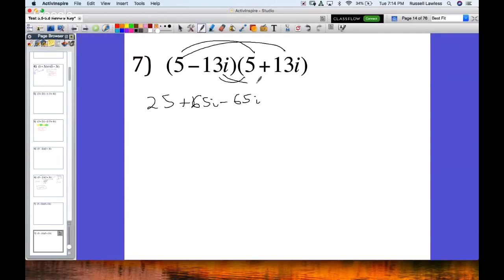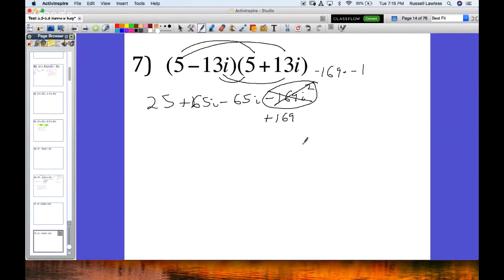Then we'll have a negative 13 times a positive 13. Both of those have an i. And so when we multiply those, we'll get a negative 169i squared. But again, this i squared is not going to be a positive 169i squared. It's actually going to make it a positive, because we're doing a negative 169 times a -1, because that i squared is equal to -1. So you're essentially just multiplying that value there.